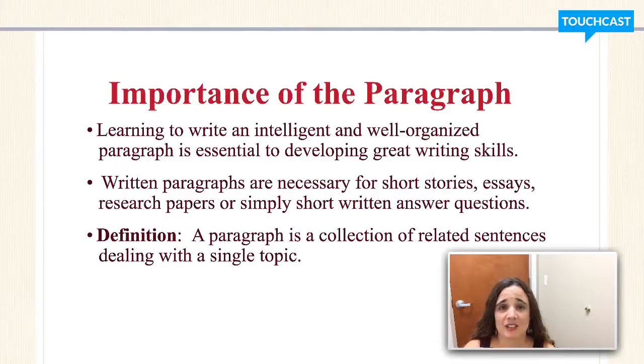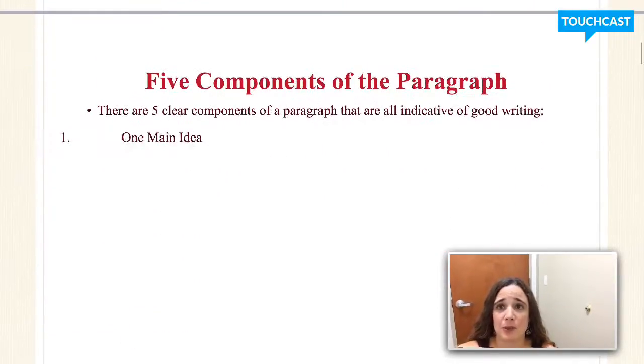A paragraph is defined as a collection of related sentences dealing with a single topic. I think that's key, that you're containing yourself to a single topic in your paragraph. There are 5 components of the paragraph that are clear components, and the first is that you have one main idea, like we said, a single topic. Let's say you're writing a paragraph on the best way to get out of your house in an emergency. October is Fire Safety Awareness Month, so that would be an appropriate topic to throw out there as an example.